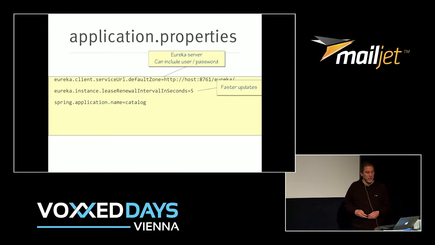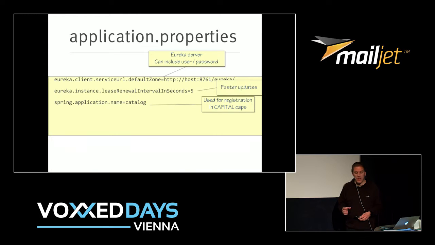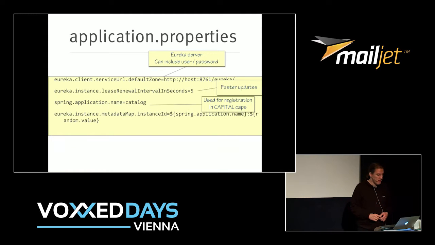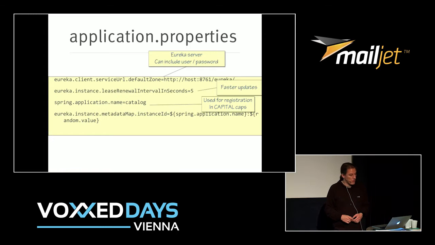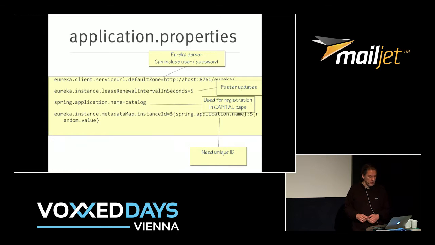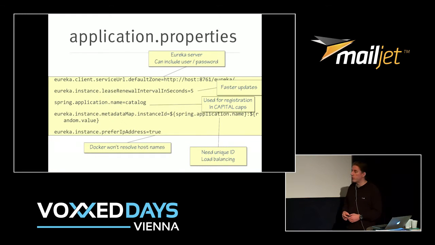Then you will need to give a name to the application, so catalog in our example, and that name would be used to register the application at Eureka, in capital letters. So it would be called capital C, capital A, and so on in Eureka, and could be looked up there. You need to have a unique ID for load balancing, for example. And, well, I use IP addresses because the environment that I'm running in is Docker, and Docker has some issues concerning host names. And that's it.